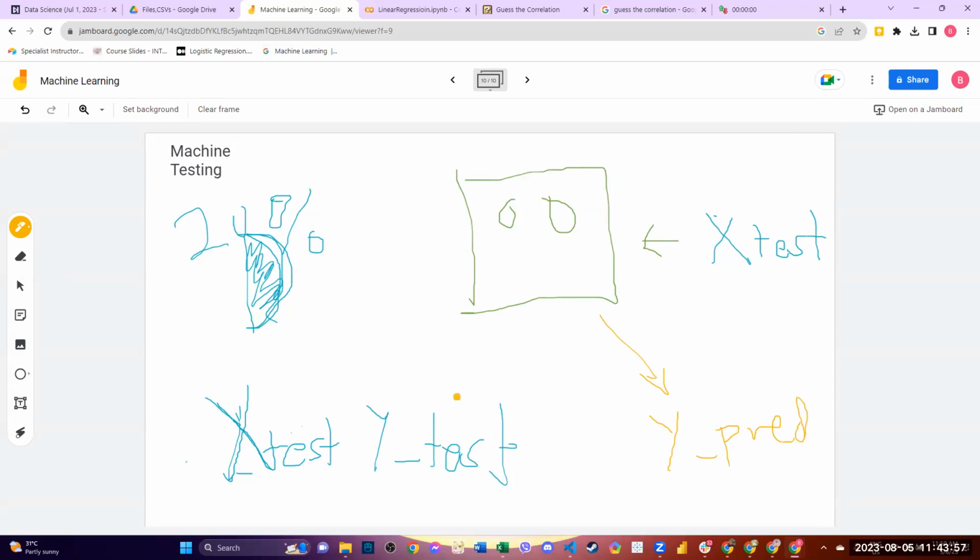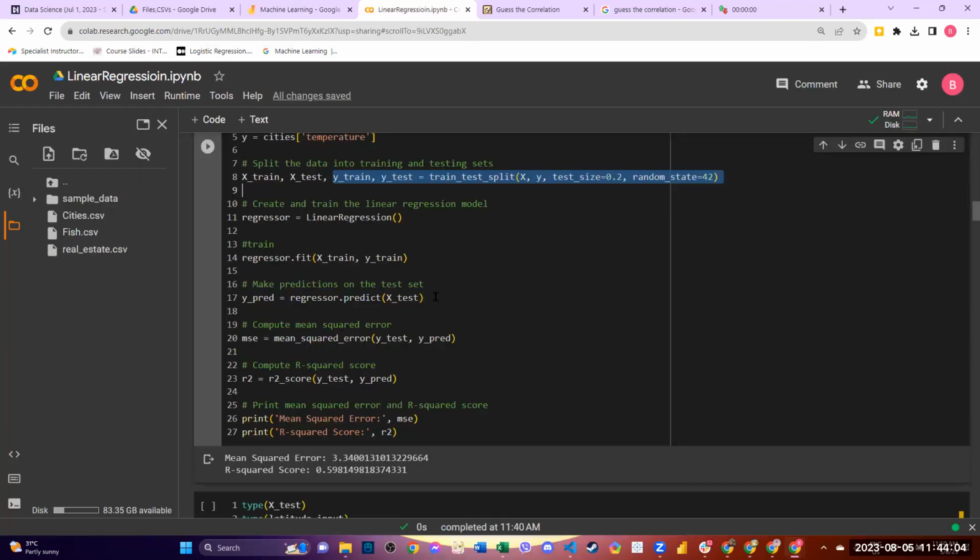Right? So this is what's happening. Now we want to know the mean square error, or our error from our prediction, using the MSE. And then we also wanted to get the R squared score. So we just use the Y test and the Y pred. So this is more of the evaluation.